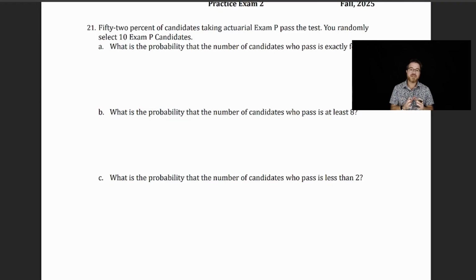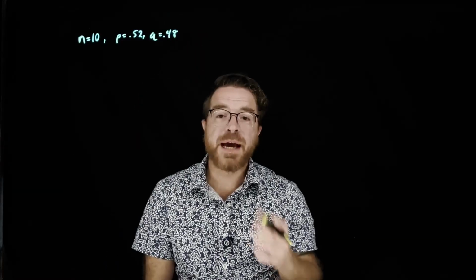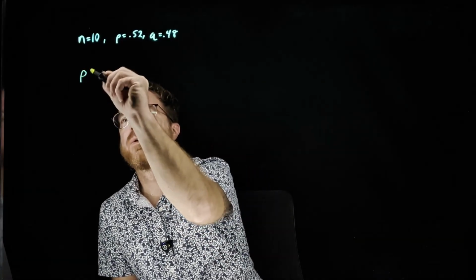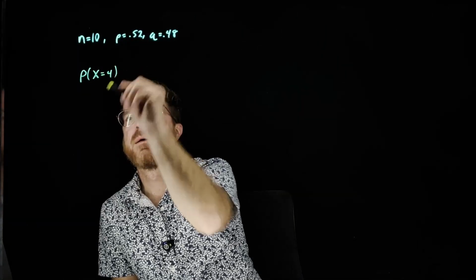First things first, what kind of problem is this? Well, we're looking at a number of trials, the 10 candidates, and they have 2 possibilities. They either passed or they didn't pass the exam. So this is going to be a binomial problem where I have n equals 10, the number of candidates, and the probability that they pass the exam is 52%, or p equals 0.52, which means that the probability that they fail the exam is q equals 0.48. Part A asks, what is the probability that exactly 4 of our candidates pass this exam?